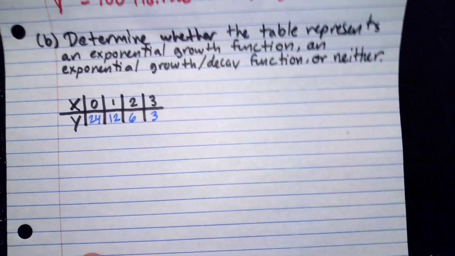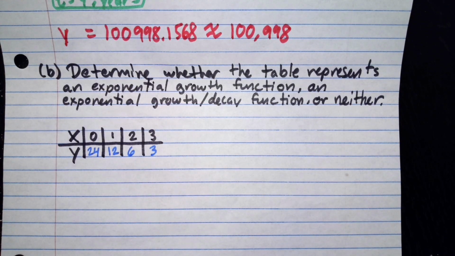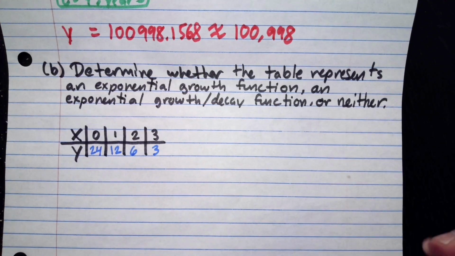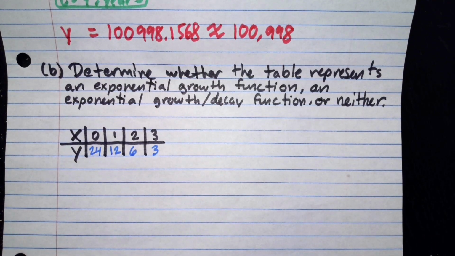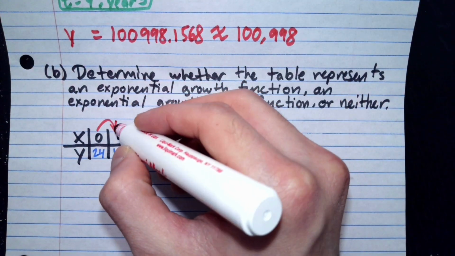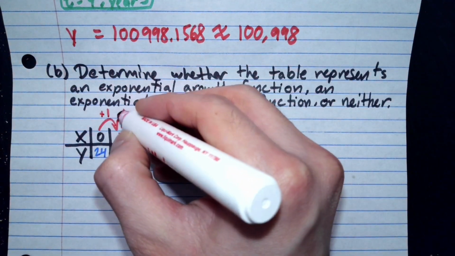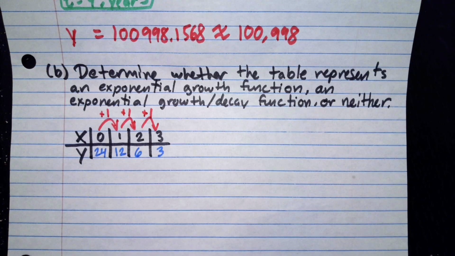Alright, so that was part A, and part B is a little bit more straightforward. We're just looking at this table here, and have to determine whether it represents exponential growth, exponential decay, or neither. So let's see. Our first requirement, as always, is we have to check that our x's are increasing or decreasing by the same amount. So 0 goes to 1, 1 goes to 2, and 2 goes to 3. So this definitely goes up by 1 consistently.